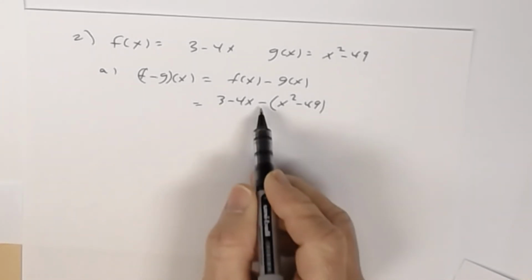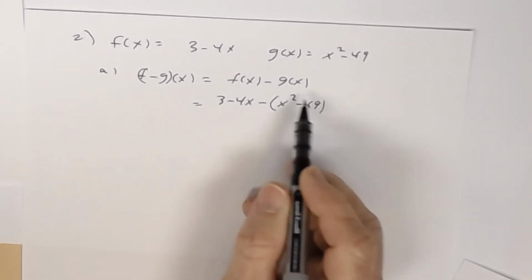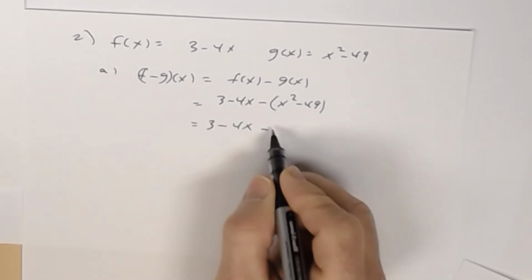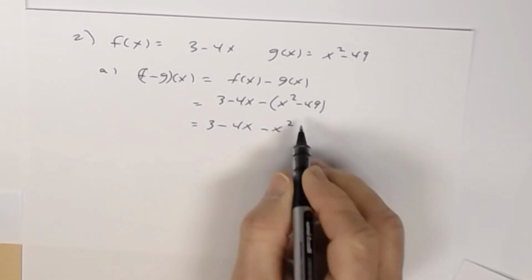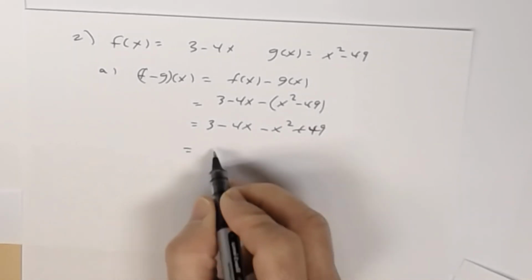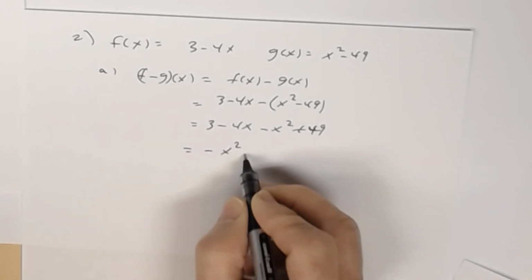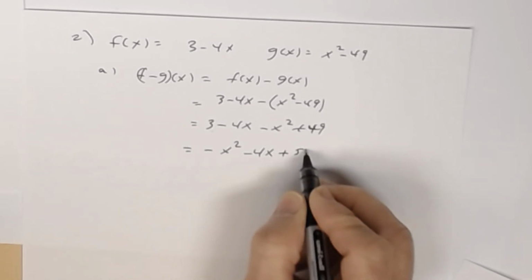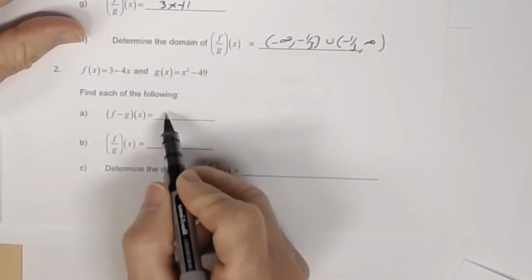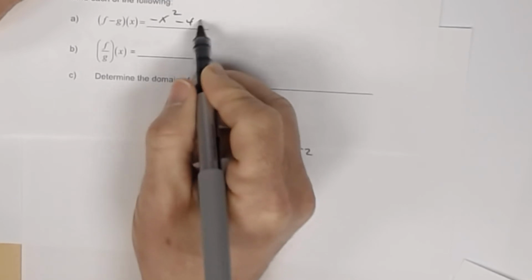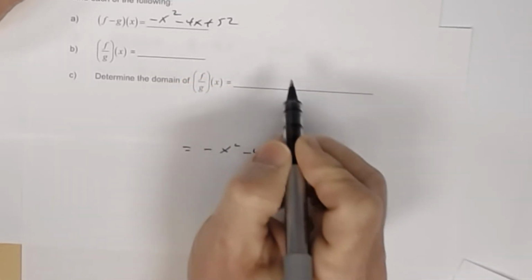Okay, and so when I get rid of the parentheses, I'm going to add the opposite of each of those terms. So I get 3 minus 4x. The opposite of x squared is a negative x squared. The opposite of negative 49 is a positive 49. And let's go ahead and put that in descending order. So I got negative x squared minus 4x, 3 and a positive 49 is a positive 52. So for that one, we're going to have negative x squared minus 4x plus 52.